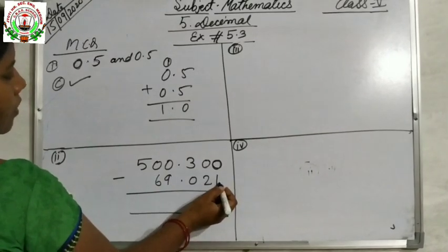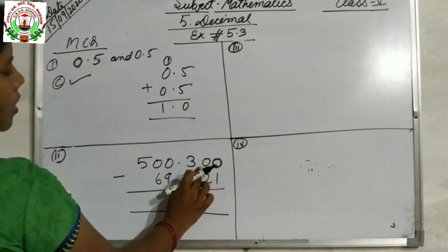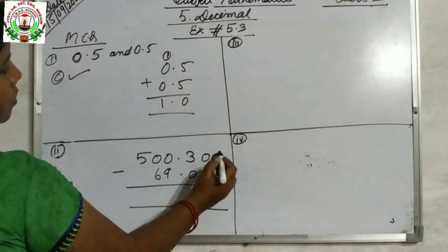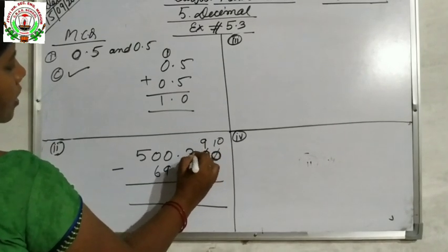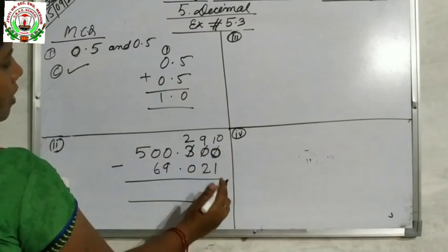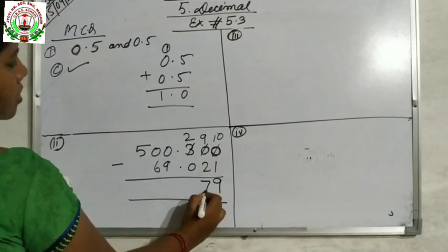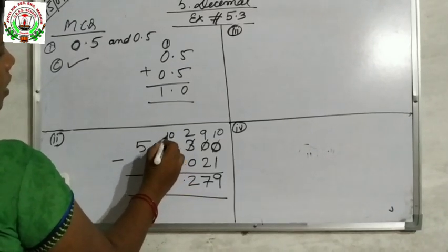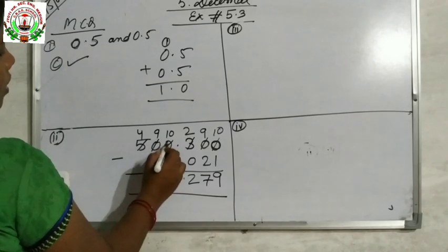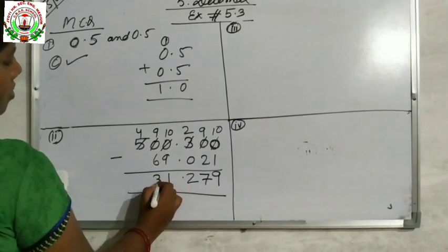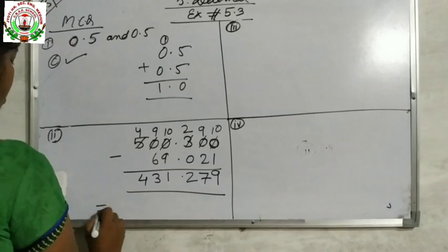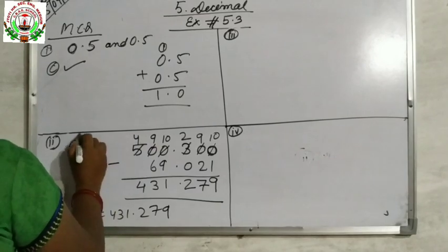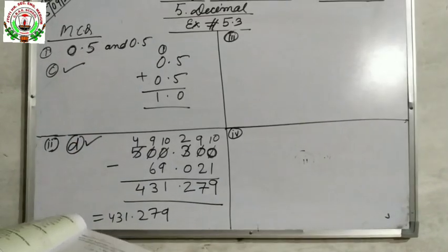Now you will subtract. We can't subtract 1 from 0, so we will borrow from here. It can't give, so it will take from here. So it becomes 10 and it becomes 9 and it will be 2. Now 10 minus 1 is 9, 9 minus 2 is 7, 2 minus 0 is 2, and here again it will borrow 10, it becomes 9, it is 4. 10 minus 9 is 1, 9 minus 6 is 3, and it is 4. So our correct answer is 431.279, which is your option number D. So we will put the correct answer D.